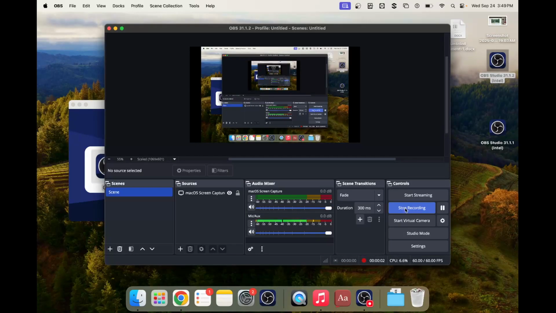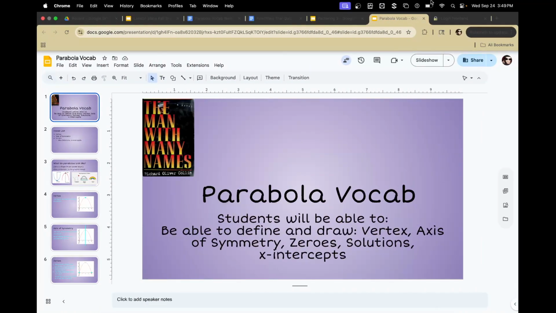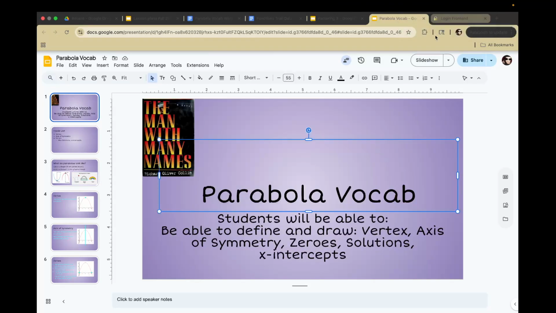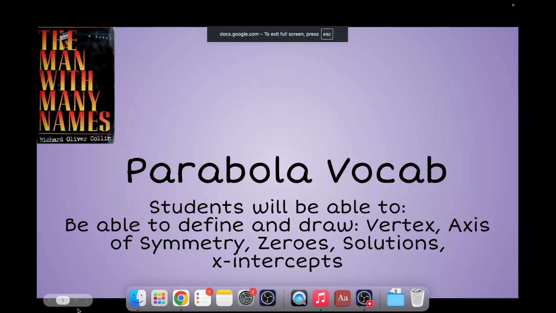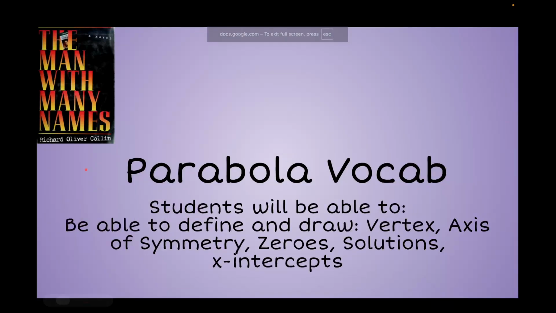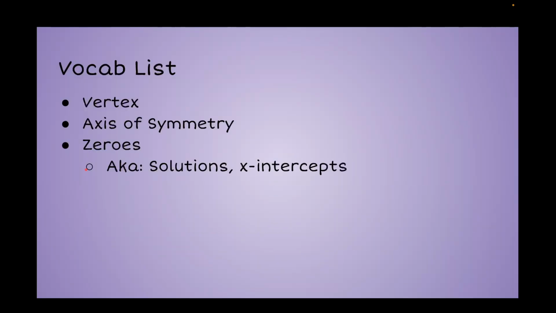Hello, this is the start of our parabolas unit. First I'm going to go over some vocab that will be very important and that we'll use a lot. I'm going to define these words: vertex, axis of symmetry, and zeros. Zeros means the same thing as solutions and x-intercepts, but I'll go over all of those in a sec. These three words are the main words that we're going to learn about.